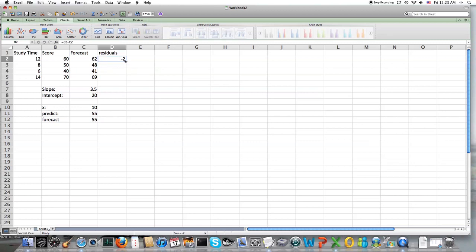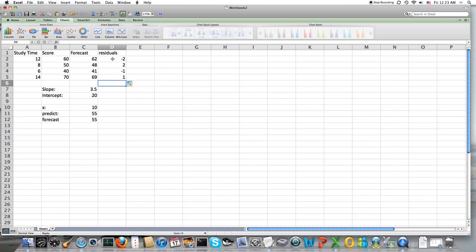So copying and pasting this down, we see that we have the residuals of -2, 2, -1, and 1. And you know you've done this right when this adds up to 0. In other words, the regression line we've got, the slope 3.5 and intercept of 20, is the line that will make all these residuals add to 0.